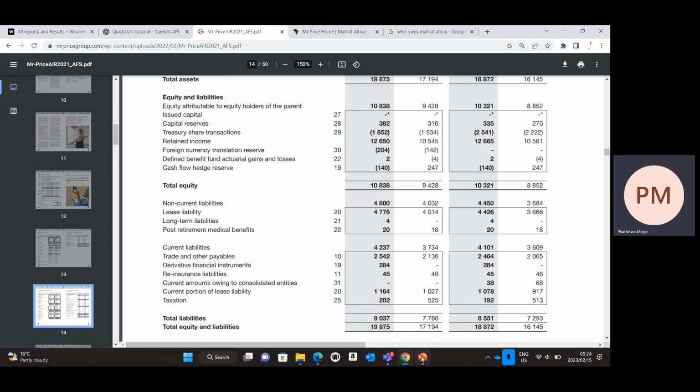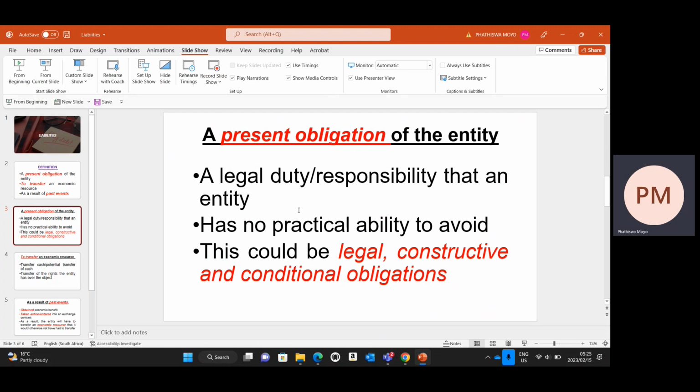So now do you understand what is called the legal responsibility that an entity has no practical ability to avoid? Take the Mr. Price case we're talking about. If you're entering into an agreement to rent a shop at Mall of Africa for the next 5 years, you've got no choice. It's 2023, so you're going to come out of that contract after 5 years. Literally, you don't have the ability to avoid the rent. Whether people are coming to buy from your shop or not, you do not have the ability to avoid that obligation.